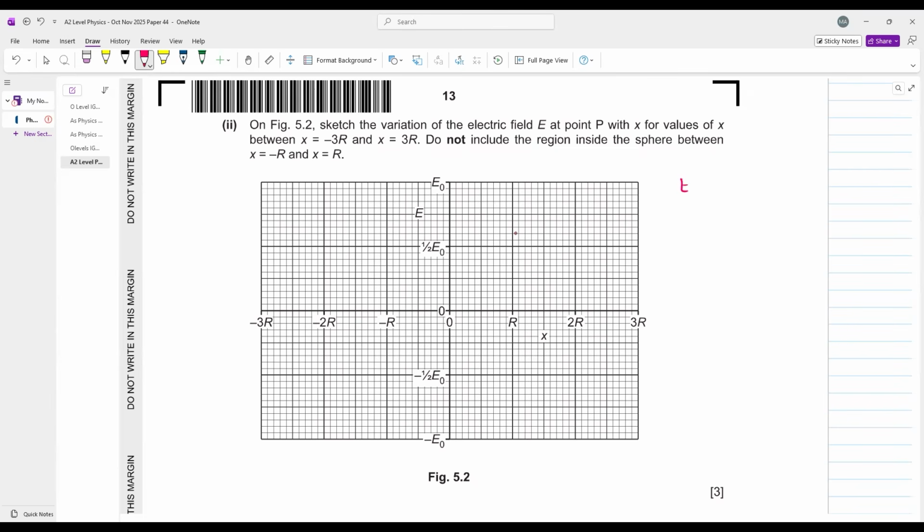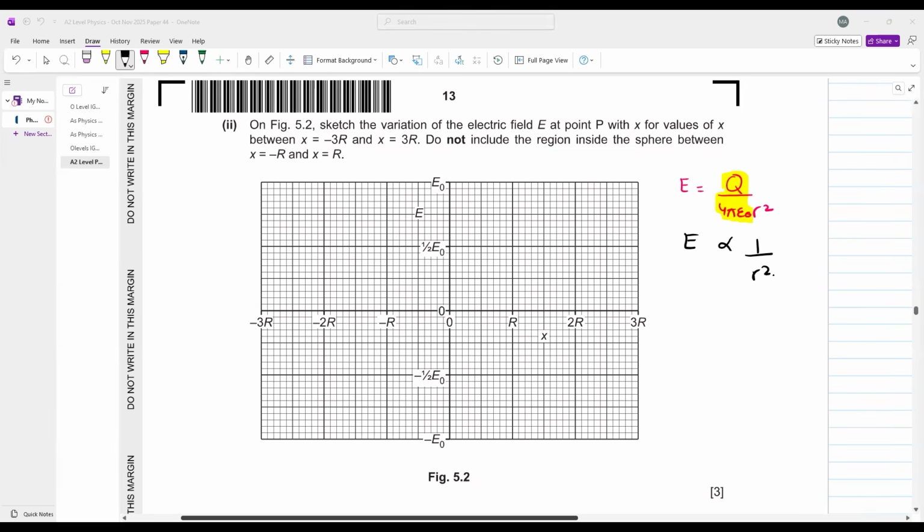First of all, do you remember the formula of electric field strength? Electric field strength is equal to Q over 4 pi E naught R squared. Can you realize Q divided by 4 pi E naught is a constant value? Electric field strength becomes inversely proportional to R squared.